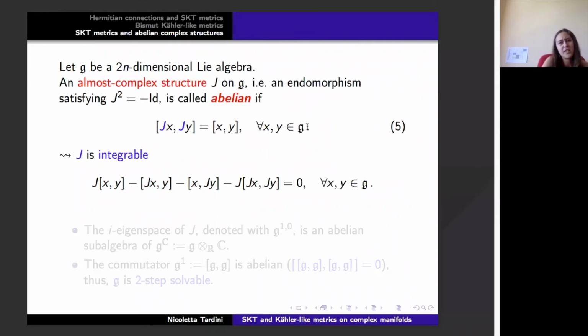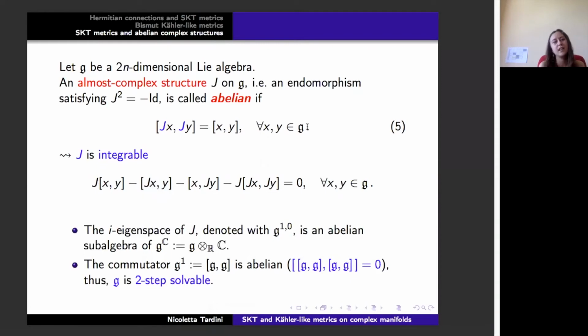These complex structures are called abelian because the i eigenspace of J, g^{1,0}, is an abelian subalgebra of the complexified g, okay? You take the bracket of two (1,0) vectors, but then you have this J invariance, so that would give i squared, so -1, so you would get 0, okay? So this is clearly abelian, and also its conjugate. And we also have this other important property, that we can have abelian complex structures only on two-step solvable Lie algebras. Because the commutator of g, let's say g^1, the commutator of g and g, is abelian. Which means that the commutator of two commutators is 0, so g is two-step solvable.